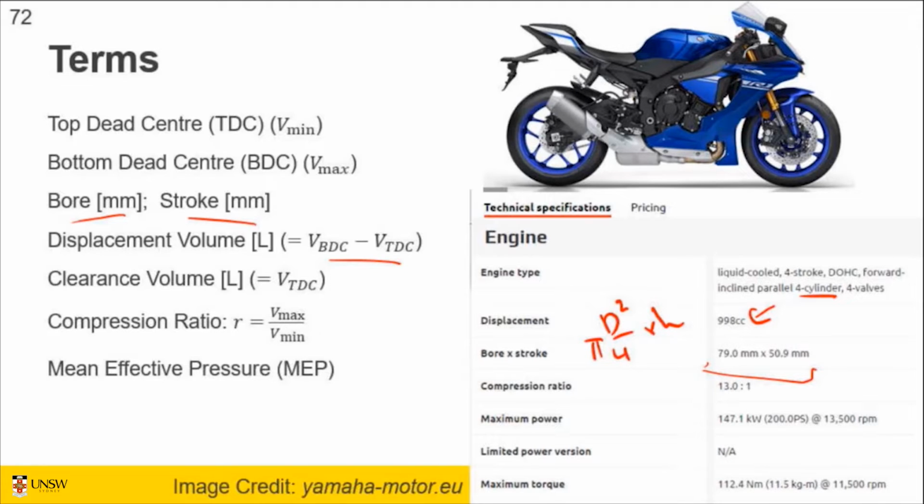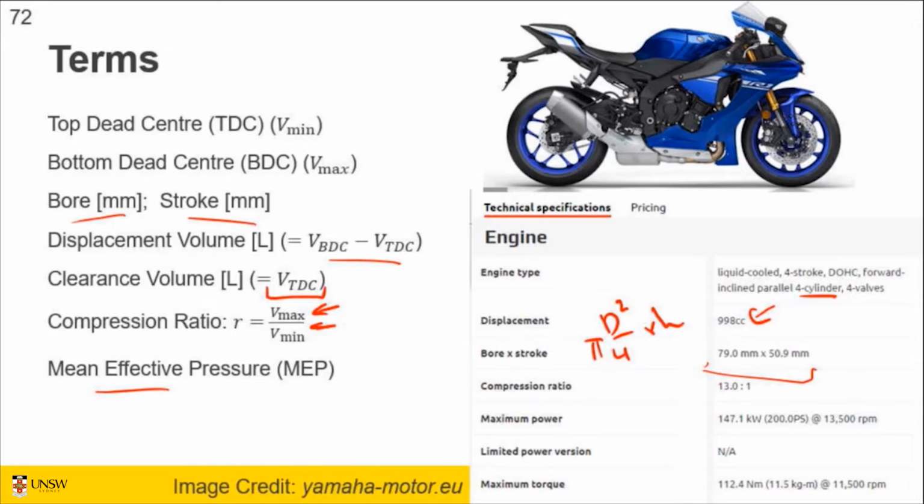2-litre engine, 2.5-litre engine. Clearance volume, so you don't compress the gas infinitely, you have some volume left at top dead center. And then you get a compression ratio, which is the volume at bottom dead center, so the maximum volume, divided by the volume at top dead center, the minimum volume. And so that's a volumetric ratio that says how much you're compressing the gas. And mean effective pressure is the average pressure that would create the same amount of power for that engine. So we're going to come back to mean effective pressure when we solve our problem.